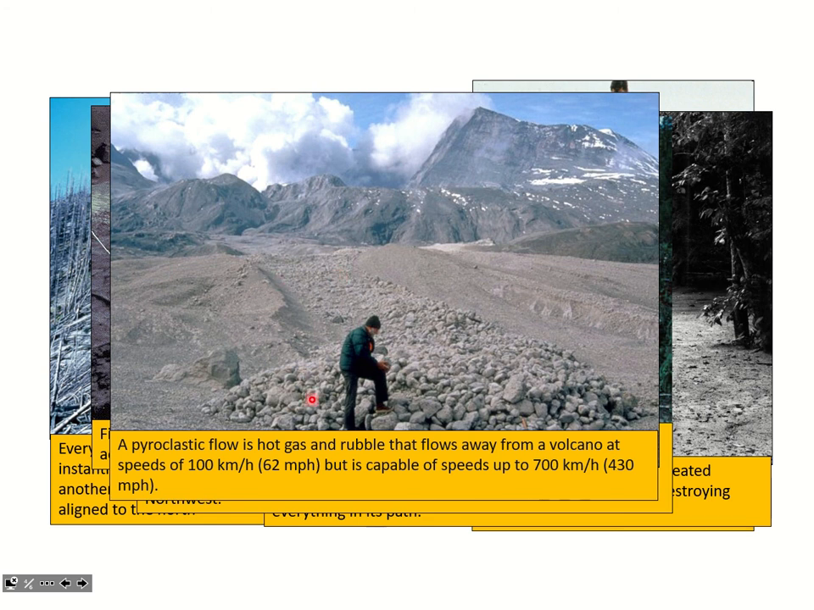Imagine that wall of rubble there swirling around at high speed at hundreds of kilometers per hour, superheated to hundreds of degrees centigrade, and then smashing into you. It's instantly fatal, and nothing survives behind it. Some research even shows that even bacteria is destroyed in the temperatures contained within the pyroclastic flow.